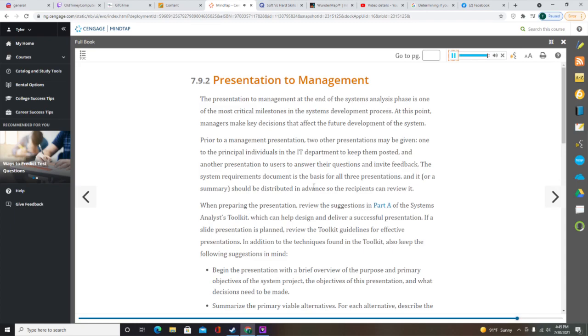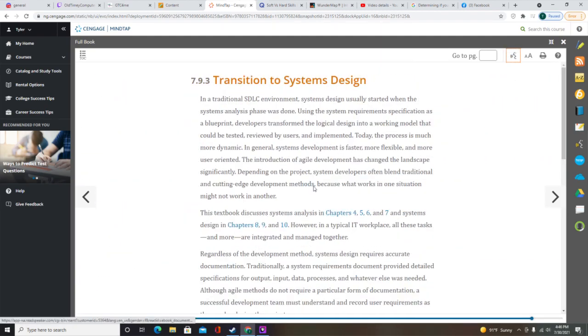After the presentation and management decision, the project will begin a transition to the system's design phase of the SDLC. If an in-house system is being developed, or a package is being modified, a model of the proposed system will be built, and the analyst will start designing the user interface, output, input, and data structures.